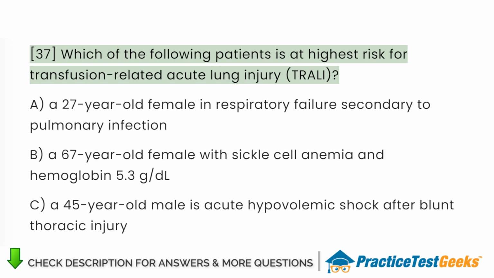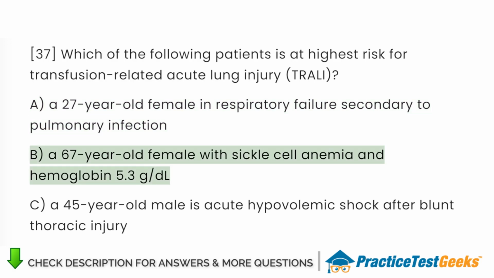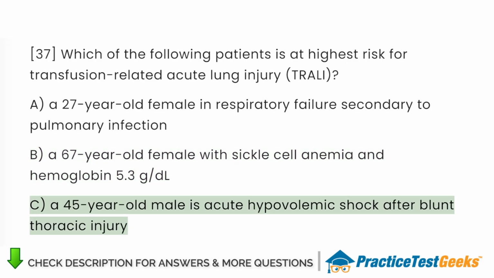Which of the following patients is at highest risk for transfusion-related acute lung injury, TRALI? A. A 27-year-old female in respiratory failure secondary to pulmonary infection. B. A 67-year-old female with sickle cell anemia and hemoglobin 5.3 g/dL. C. A 45-year-old male in acute hypovolemic shock after blunt thoracic injury.